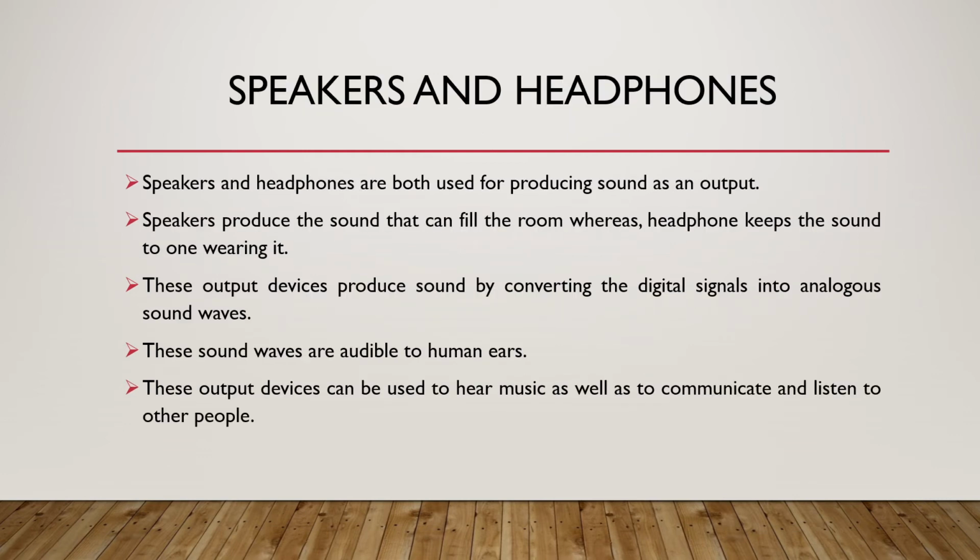Speakers and headphones. Speakers and headphones are both used for producing sound as an output. Speakers produce a sound that can fill the room, whereas headphones keep the sound to the one hearing it. These output devices produce sound by converting the digital signal into analog sound waves. These sound waves are audible to human ears. These output devices can be used to hear music as well as to communicate and listen to other people.